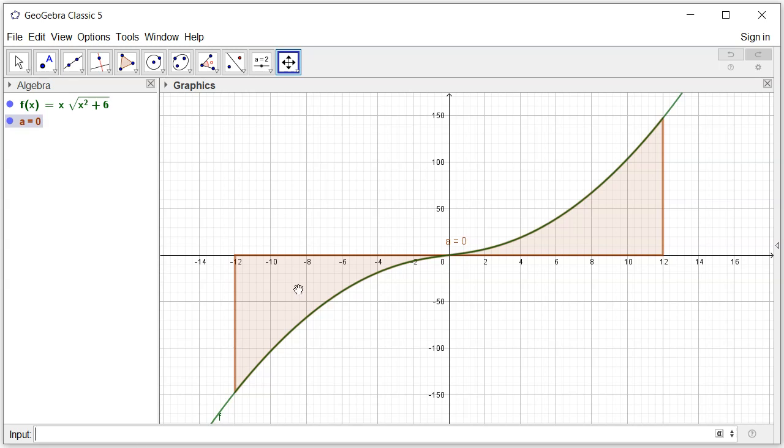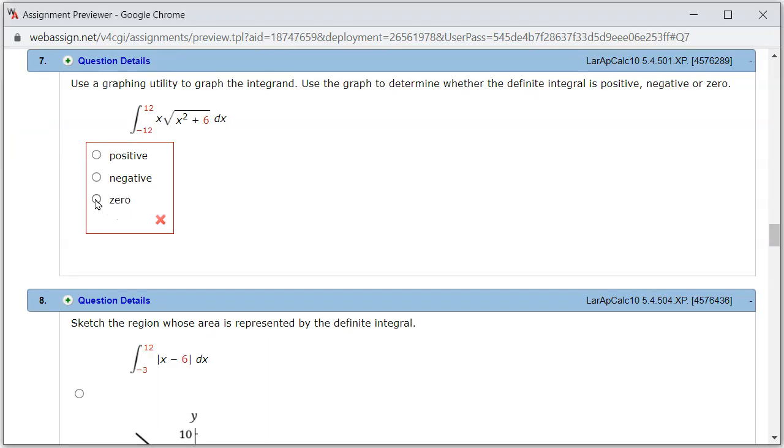As you can see, you have a region which looks symmetric and has sort of the same size. The region above the x-axis counts as positive, and you have the same magnitude below, but this part is going to count as negative. So they actually cancel each other out, and the integral is going to come out to be 0. Let's type it in. The answer is going to be 0.